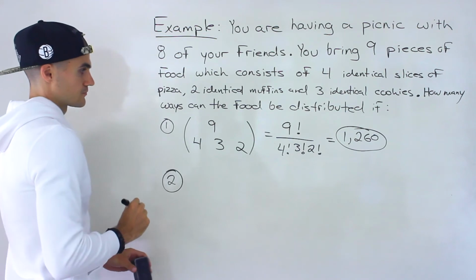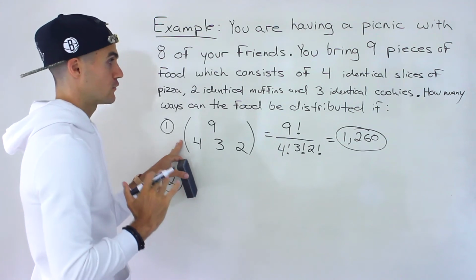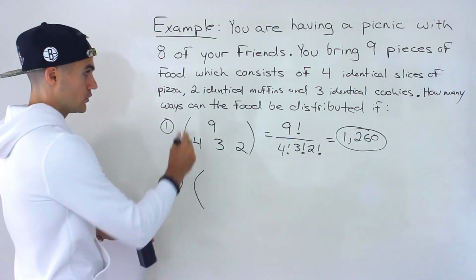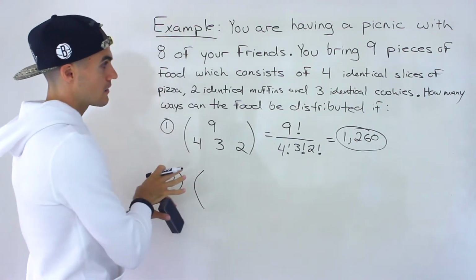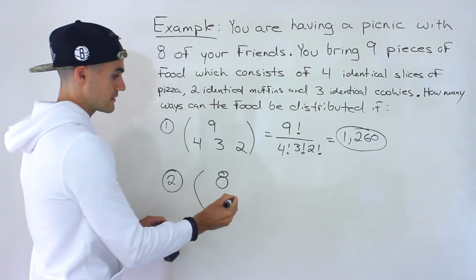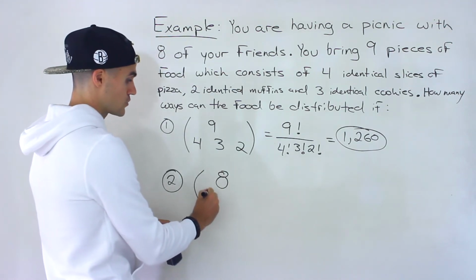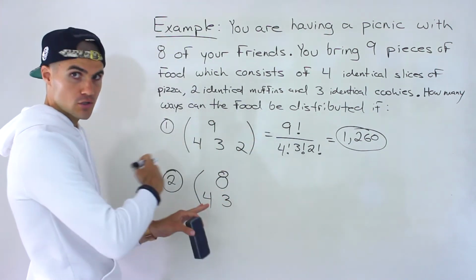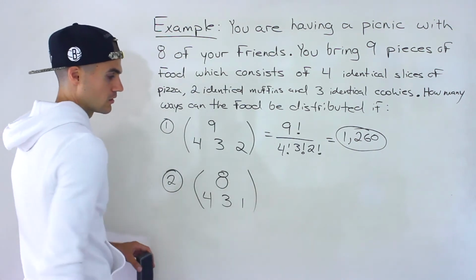Now, number 2 is saying to redo number 1, but it's saying that you are going to have a muffin for sure. So what that means is that now you're going to have a muffin and then the rest of the food is going to be distributed. So you're already taken care of. And so we just have to redo this for the 8 remaining people. Your 8 friends, and you're going to have to distribute the remaining food to them. Well, what food is remaining? We still have the 4 slices of pizza. We have the 3 cookies. But now, instead of there being 2 muffins, you already took 1, so there's just going to be 1 left. And notice the sum of this is equal to 8.